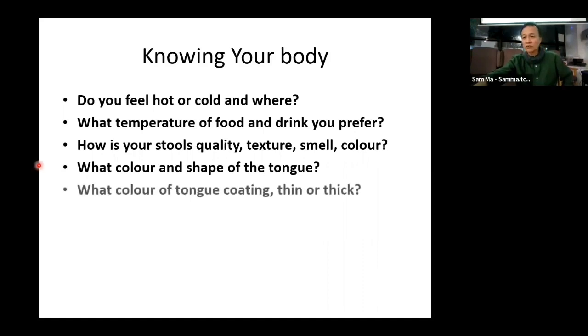Okay, what color is the coating? Thin or thick? The coating indicates your body has damp. Damp is the first killer, the first killer of internal disease. When people suffer from stroke, dementia, Parkinson's disease, all of this is damp.